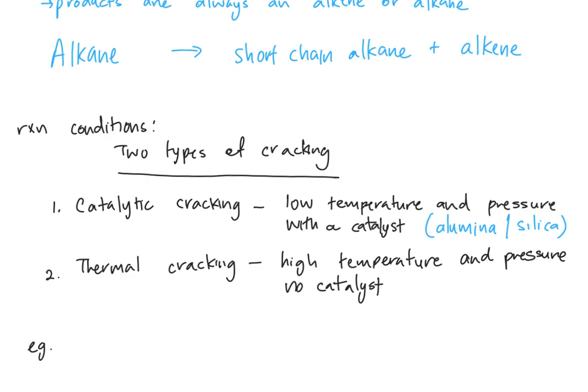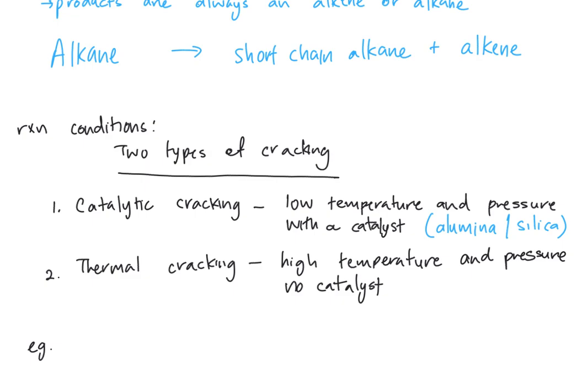So there's 2 types of cracking. The first type is catalytic cracking. That takes place at a low temperature and a low pressure with a catalyst. The 2 catalysts you can use are silica or alumina. And then there's thermal cracking. That takes place at a high temperature and pressure, but there's no catalyst involved in this situation.